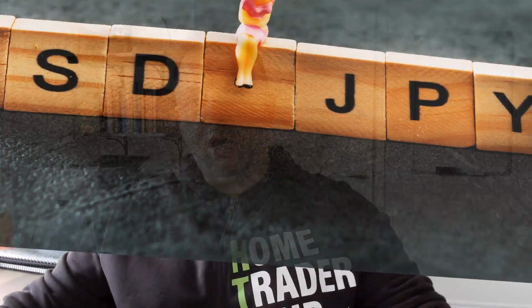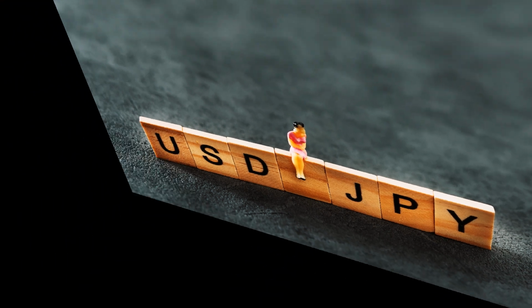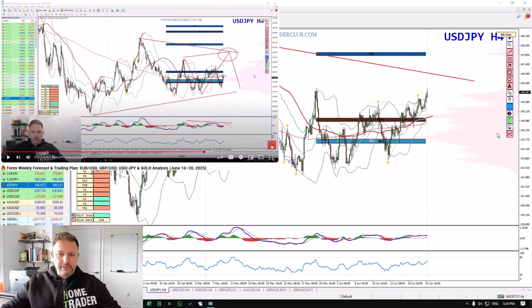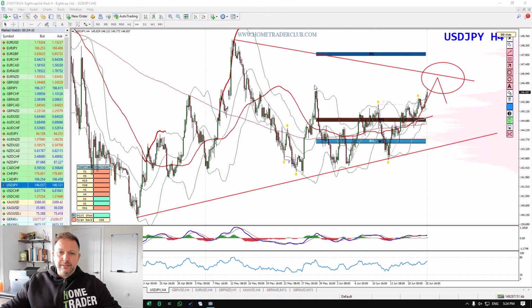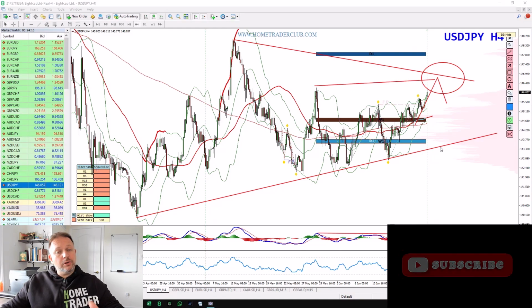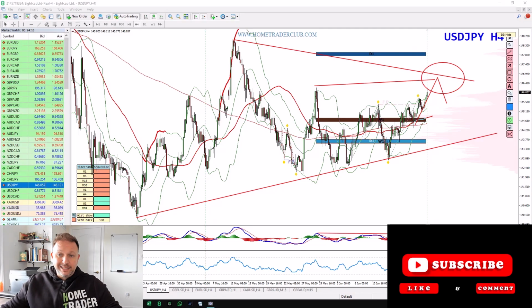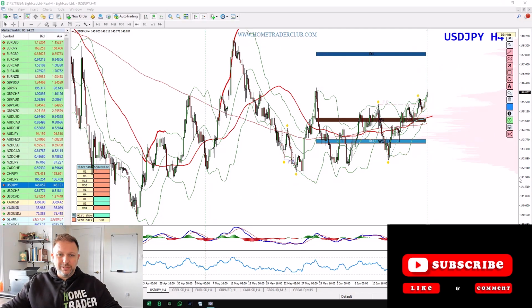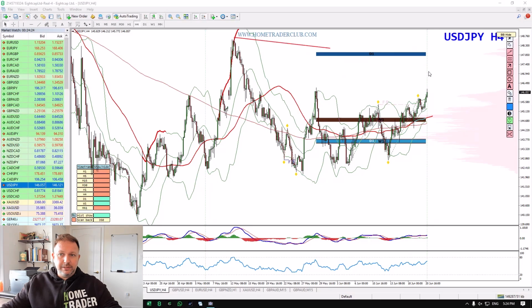Next one, dollar yen. We discussed last week one of the scenarios we are following, that we get the rally close to this zone here until it will get and complete this divergence. So this scenario is still following at least for the moment, and I believe that the dollar yen is very capable on a short term of doing that exactly.